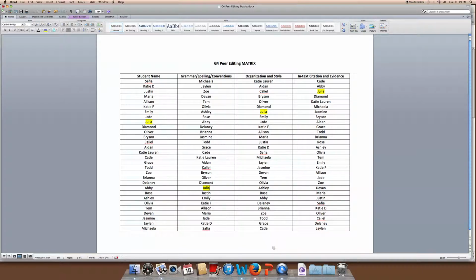Hopefully they've done a really good job. I want you to be thorough with this. I want you to take it seriously, because this is really your last big chance to make any changes before the paper's due on Friday.